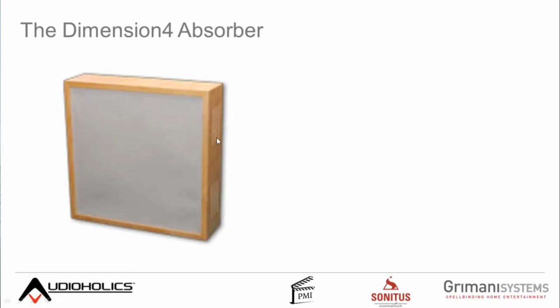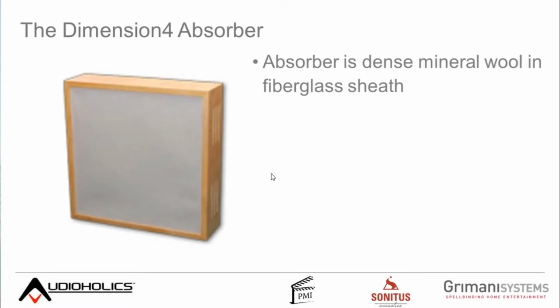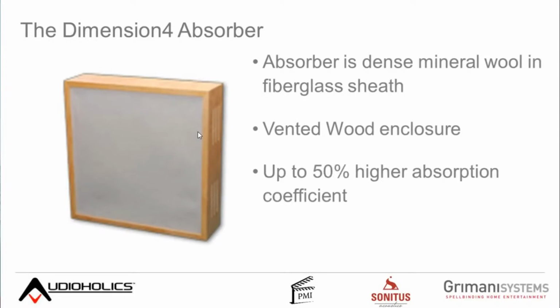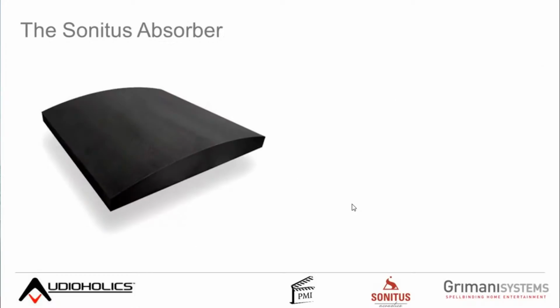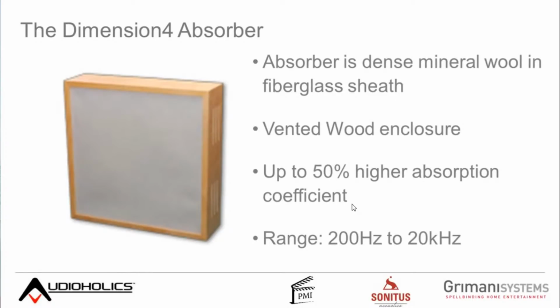And you'll notice that the sides are slotted. That's in order to get all the benefits of a 4-inch thick material, but on the sides, we actually taper down the absorption. So we get that thing I talked about earlier, which is to reduce the amount of high frequency effect. So the combination of the mineral wool and fiberglass sheath can give you up to 50% more absorption coefficient than a 2-inch straight fiberglass box. And this thing works from 200 hertz to 20 kilohertz.